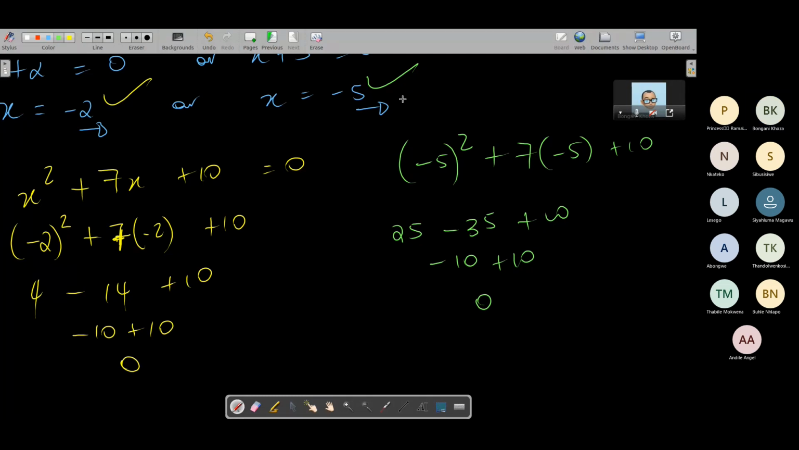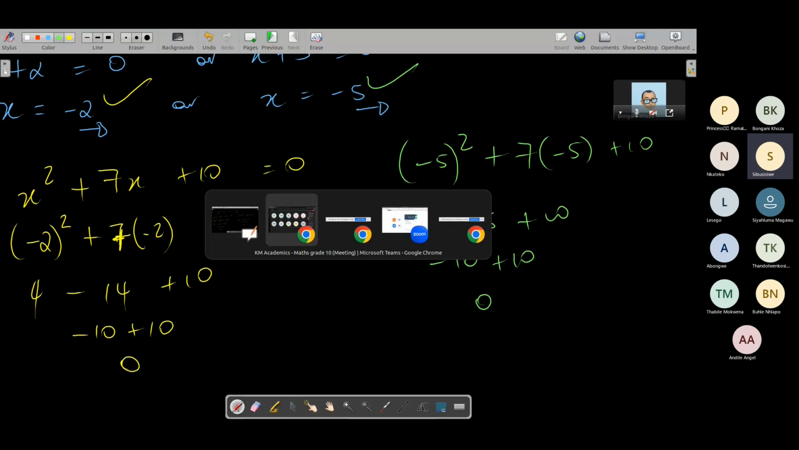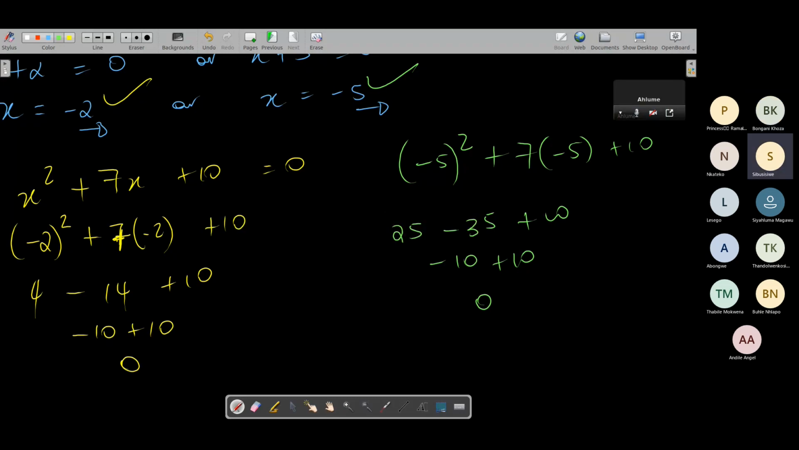Someone was saying something? Why, when we are proving our answer, are we squaring the 5 or the -2? Are you sure we are proving the answer that it is -5 or -2? Why do we say -5 squared? Why are you squaring them? Yes, that's what I'm trying to say.